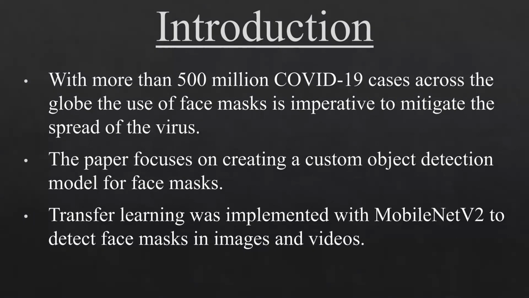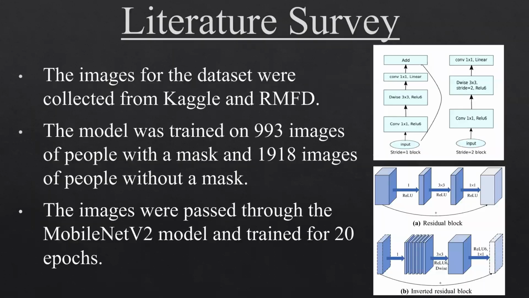So basically, the paper that we chose focuses on creating a custom object detection model for face masks. Transfer learning was used in this research paper, and the model used was MobileNet V2, which is just version 2. Transfer learning is basically like taking a pre-trained model and changing the last few layers of the model to suit your particular object detection problem statement. So in this case, they took MobileNet V2 and changed the last few layers of the model so it could detect masks from images and videos.